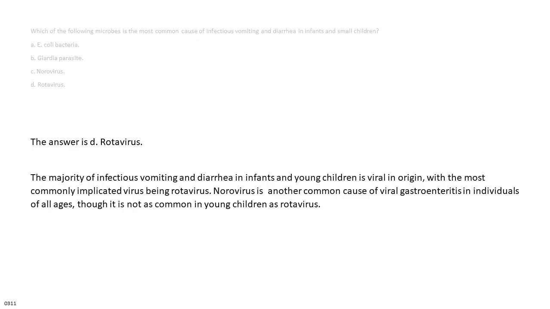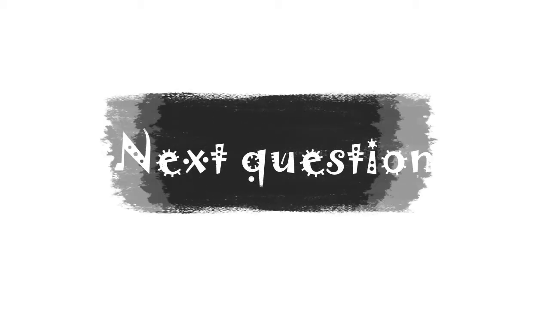The answer is D. rotavirus. The majority of infectious vomiting and diarrhea in infants and young children is viral in origin, with the most commonly implicated virus being rotavirus. Norovirus is another common cause of viral gastroenteritis in individuals of all ages, though it is not as common in young children as rotavirus.